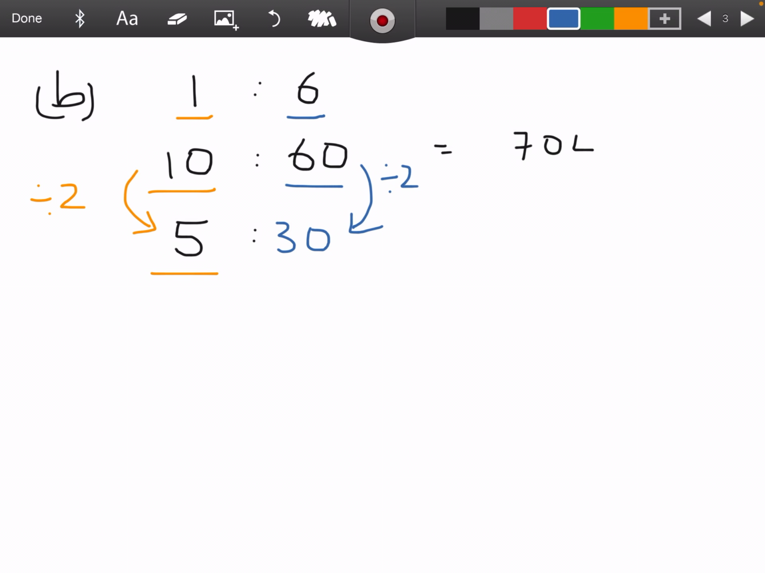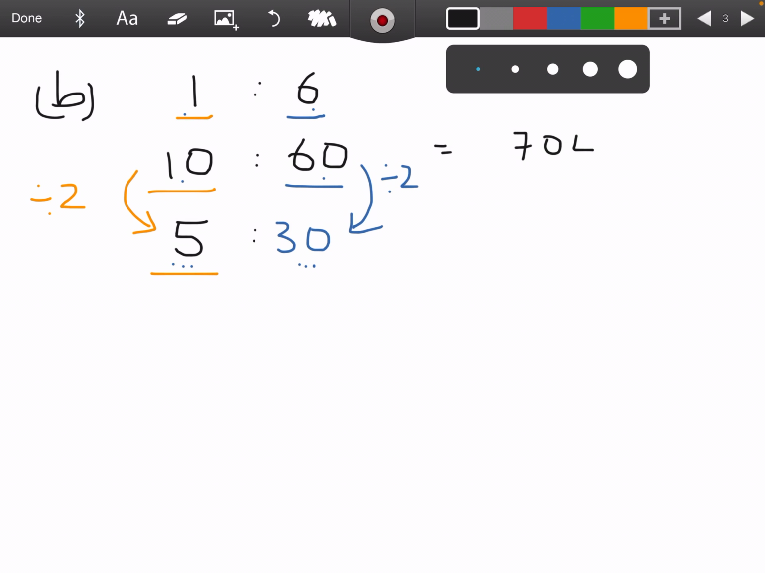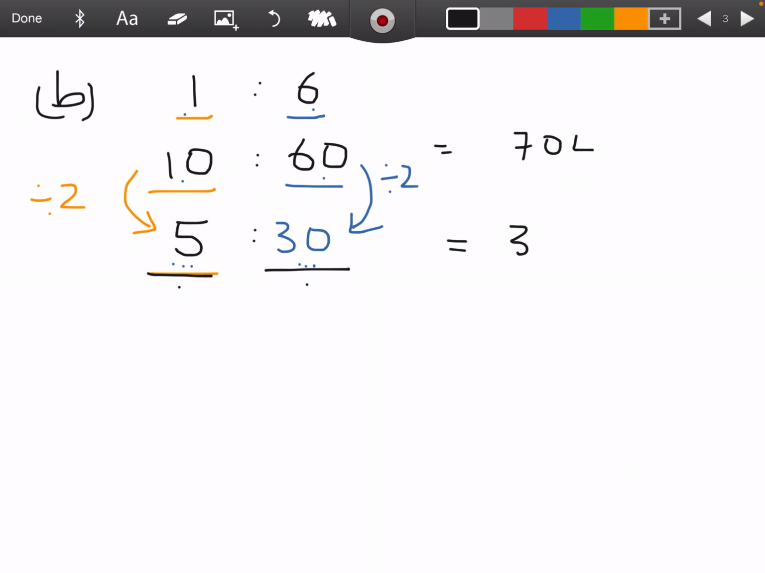So now, these ratios are all the same: 1:6, 10 is to 60, 5 is to 30. 1 part concentrate to 6 parts water, apologies. I've got 5 litres of concentrate to 30 litres of water. That will give us how much juice overall then? It will give us 35 litres of juice.